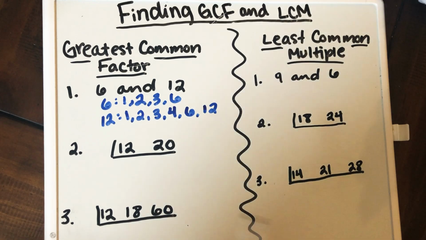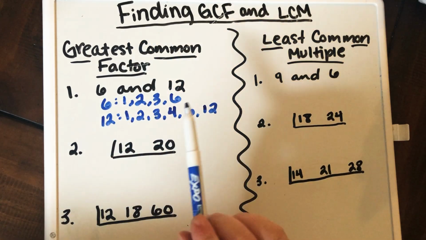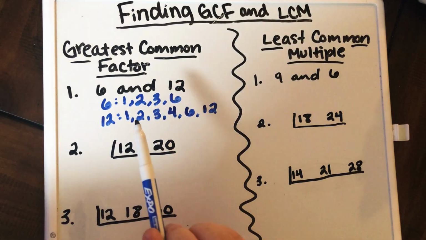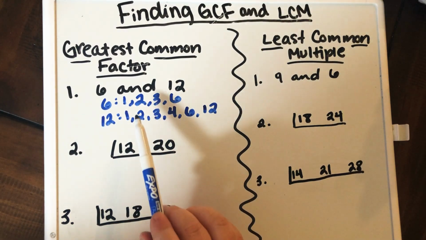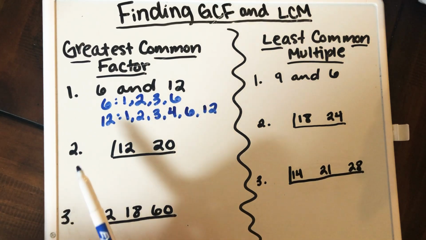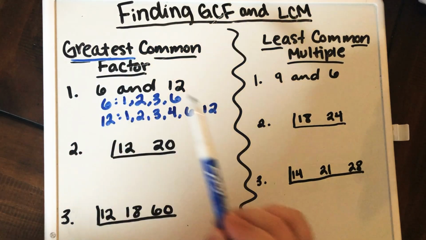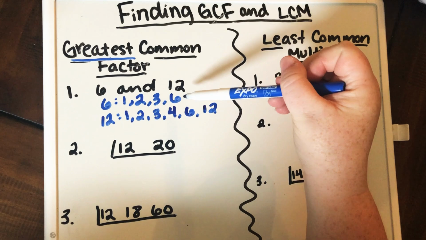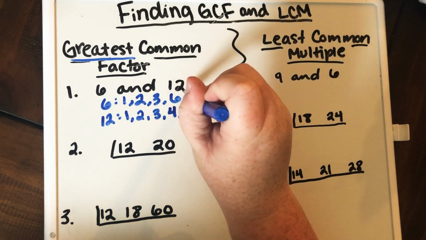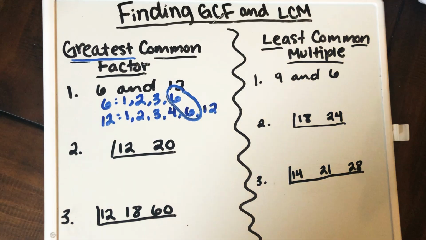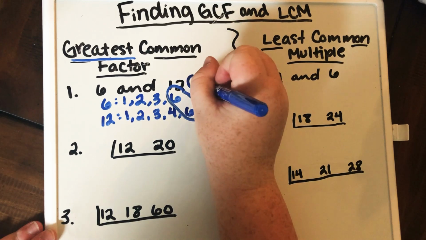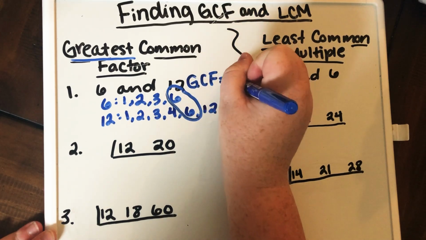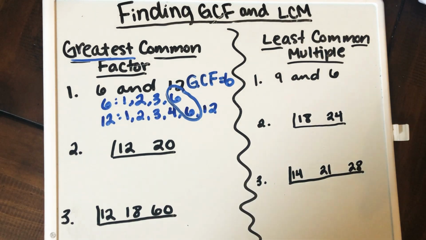So we've listed out all of our factors, and now all you have to do is match them up. Now, if you notice the key words right here, greatest common factor, if you look there, 6 and 12 have lots of common factors. They actually have 4 different common factors, but we're looking for the greatest common factor. So as you're pairing them up, look and see which one is the largest. In this case, it is 6. So what I will do is circle my 6's. So GCF here is 6, and I'll write that out. GCF equals 6.